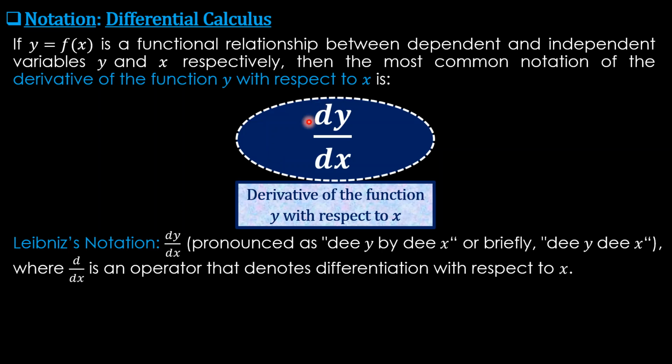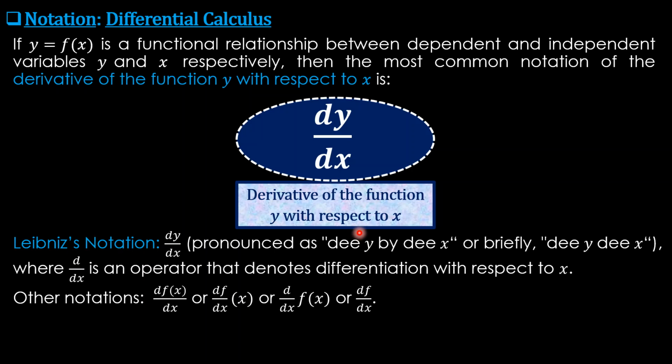So this d dx, this is an operator. It is operating upon the function y. Once again, dy dx is the notation of the derivative, and this is the derivative of the function y with respect to x, and this is Leibniz notation.